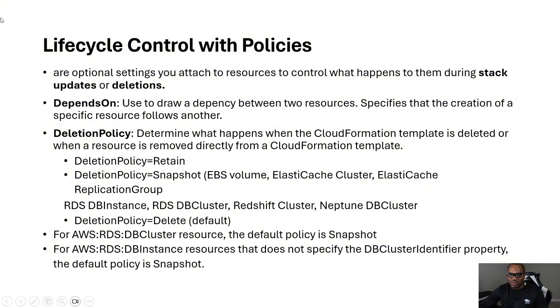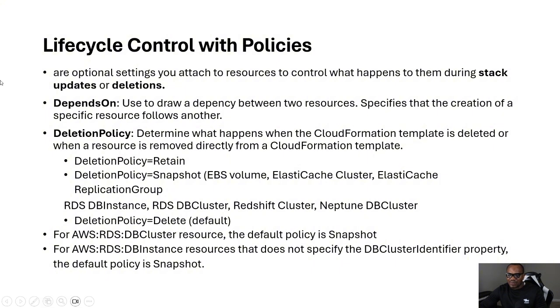And these policies include DependsOn. DependsOn is very useful to draw a dependency between two resources. You can specify that the creation of a specific resource follows another, and whenever you use this in a resource, that resource is created only after the creation of the resource specified in the DependsOn attribute. During deletion, the main resource is deleted first before the DependsOn resource is deleted. It also applies automatically when you're using a Ref function and GetAtt function.